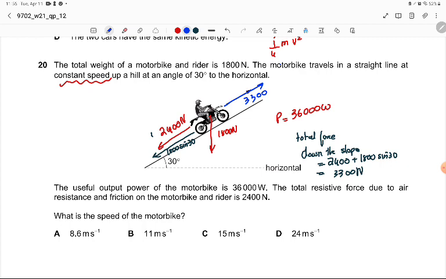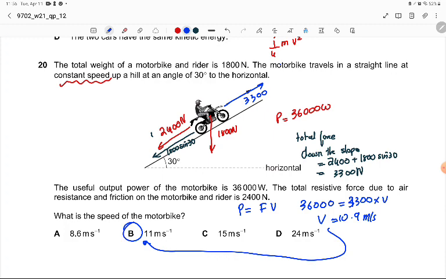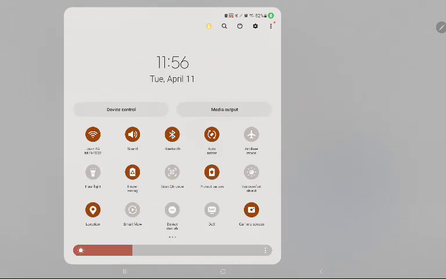And eventually, what is the speed of the motorbike? So power itself is equal to force into velocity. So power is 36,000 is equal to force. We already have the force with us, which is 3300, multiplied by the V. So let's just find this value out. 36,000 divided by 3300 gives me, sorry, velocity of 10.9 meter per second. So this is the closest answer, so B is going to be the right answer. That does it. Just give me a minute. Okay, next step.